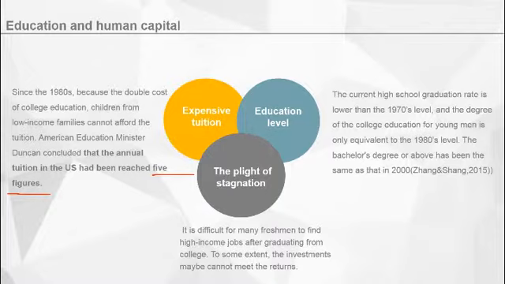The second one is the educational level. According to Zhang and Shang's study, the educational level in the U.S. has already shown a decreasing tendency. And the last one is the plight of stagnation.